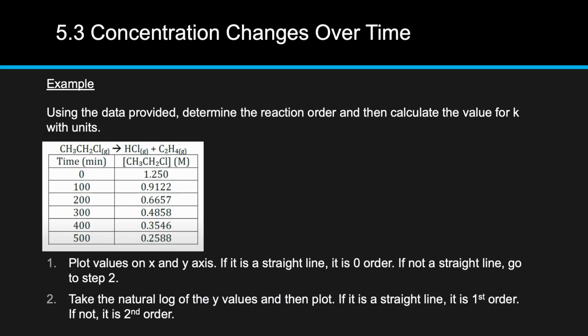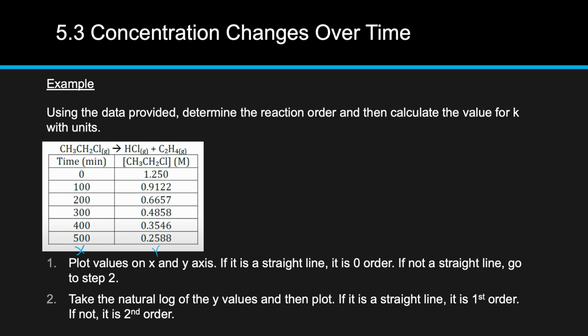Using the data provided, determine the reaction order and then calculate the value for k with units. So you could figure this out if you wanted to by graphing the points. So we're given our x values and our y values with time versus concentration. And if you plot your x and your y on a graph and it forms a straight line with a negative slope, that means you're going to have a 0 order reactant.